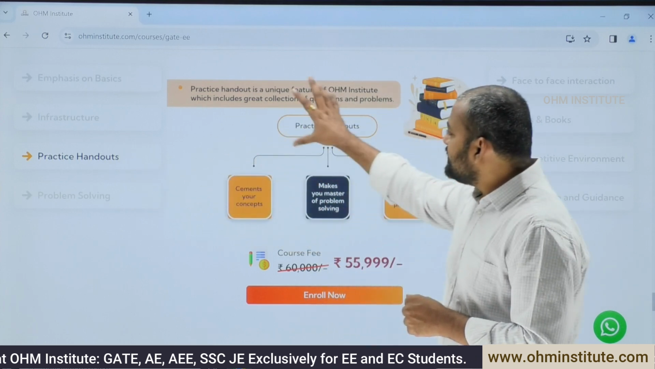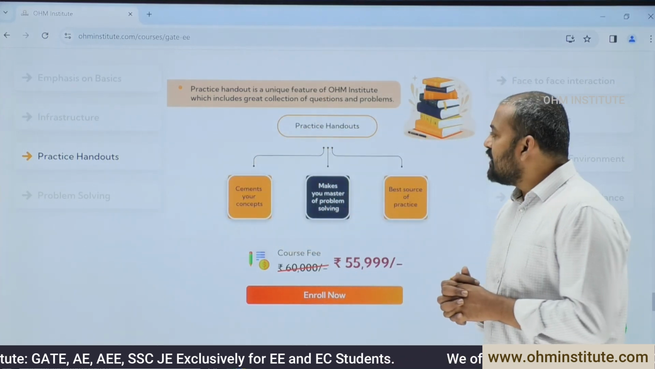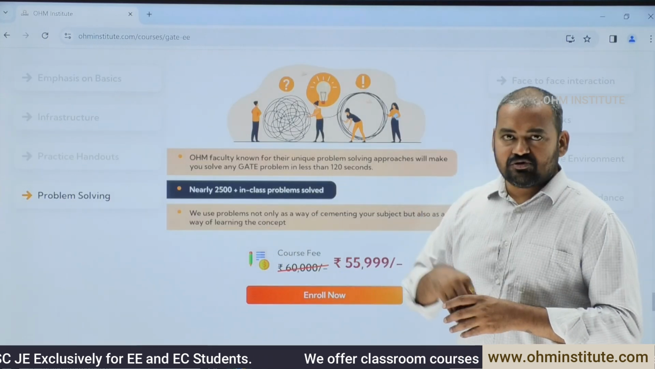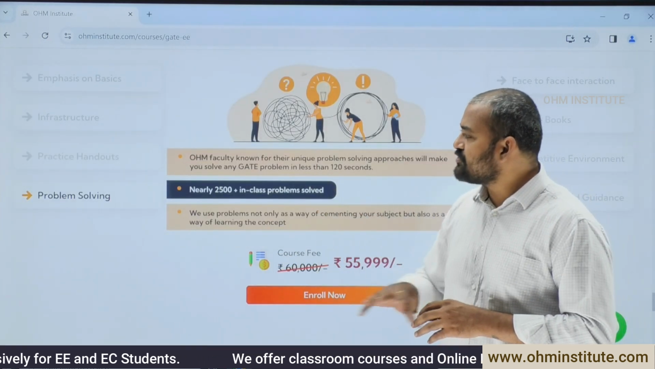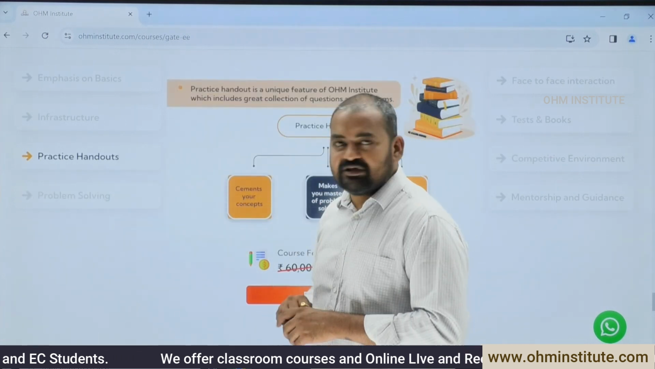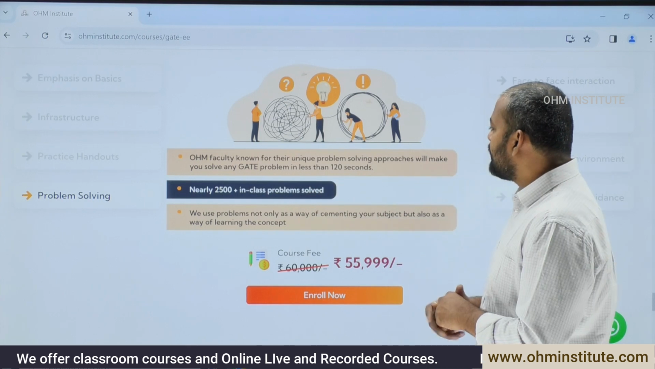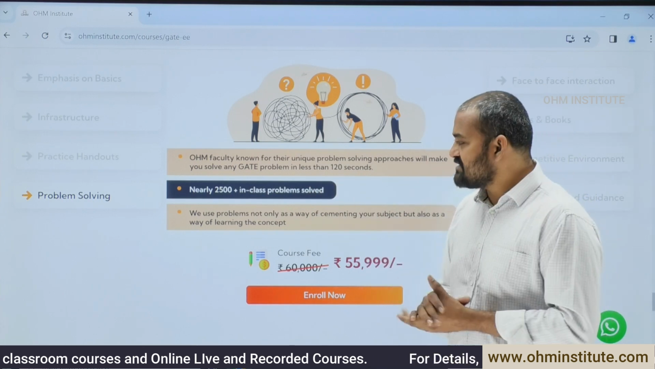And then the next important thing, practice handouts. Every day we will give handouts with classroom practice questions and also homework questions. Practice handouts will be given. Problem solving, as I mentioned, around 2700 problems we are going to solve within the classes itself.